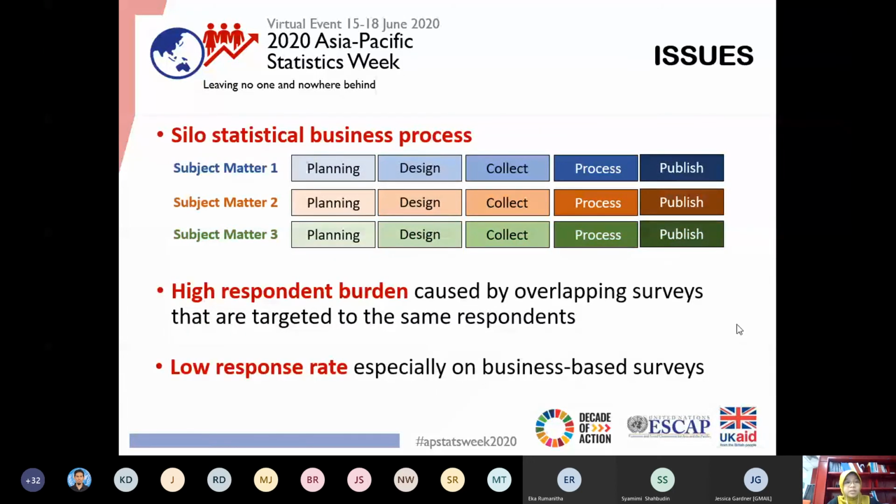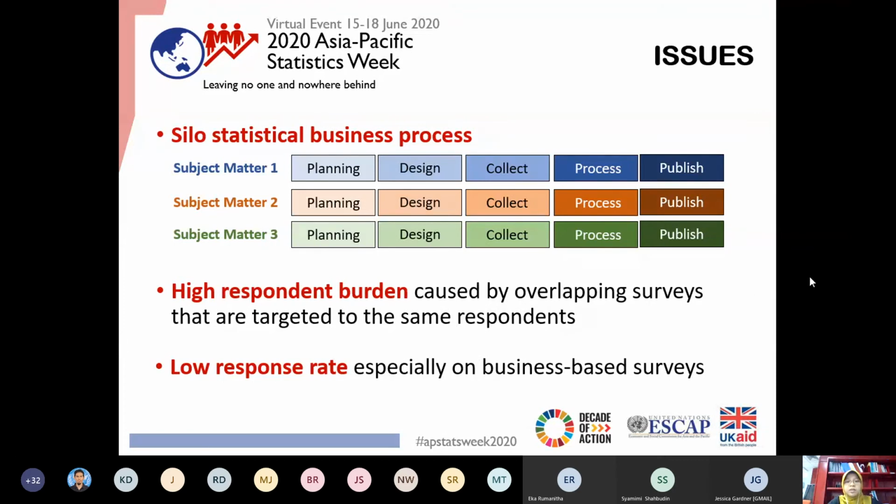As a national statistics office, BPS is facing several main issues that could hamper its objective to produce good quality statistics. Those issues are, among others, silo statistical business processes. As an illustration, I made a picture here. You can see where subject matters conduct the planning, design, collecting, and processing of their own surveys.